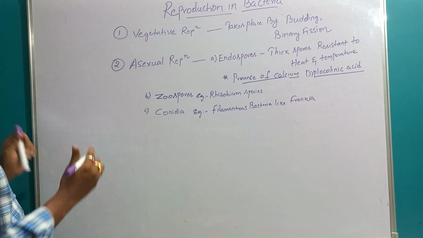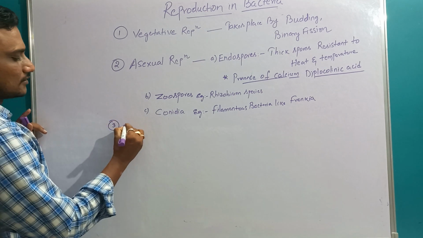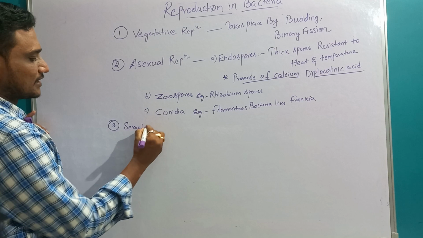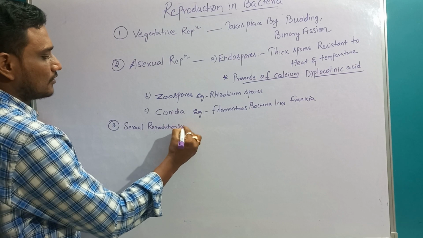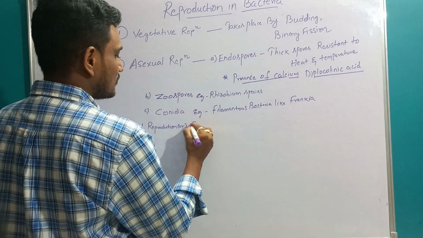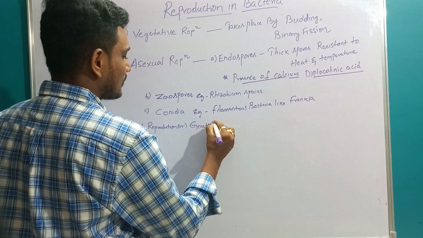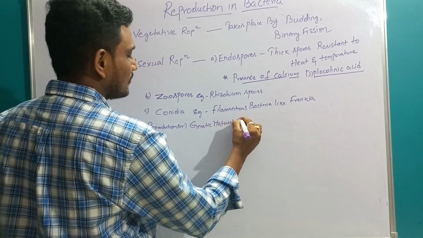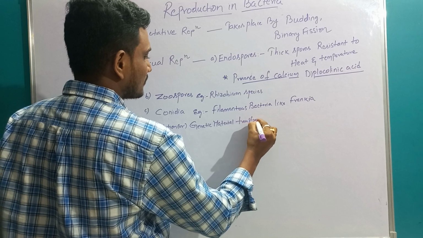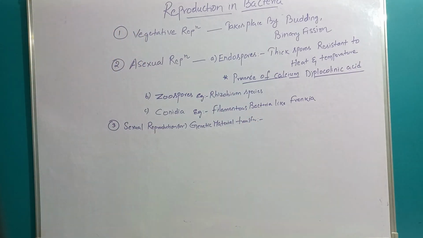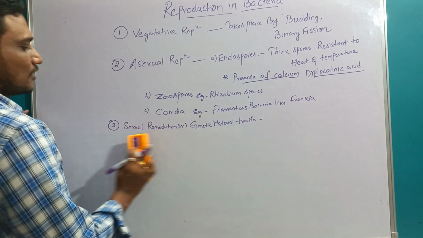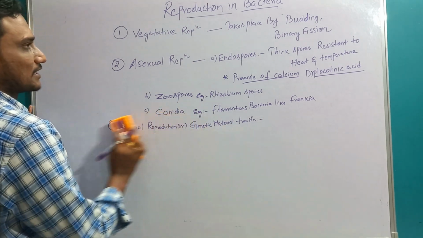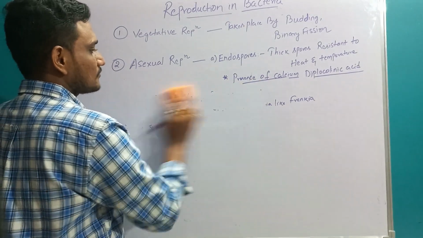Next, third one is sexual reproduction, or genetic material transfer. Sexual reproduction, or it is called genetic material transfer. So how does this sexual reproduction or genetic material transfer take place in a bacteria?